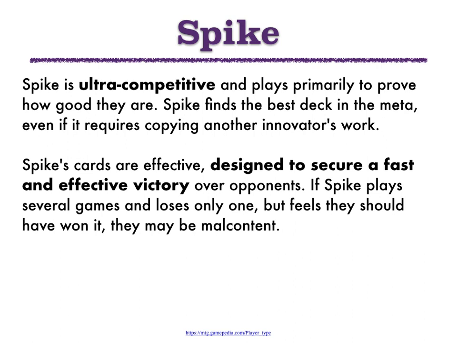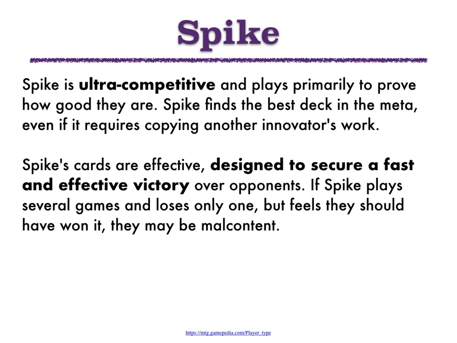Spikes can be found in a lot of fields, like Overwatch, for example. With the current 2/2/2 build of 2 tanks, 2 damage dealers, and 2 support, among the highest level, most competitive teams, there tend to be certain builds that are just clearly better than others, especially when you have people with the skill to be able to work with those different moving parts. Spike is that sort of player. Super competitive. Spike's cards are effective and designed to secure a fast, effective victory.